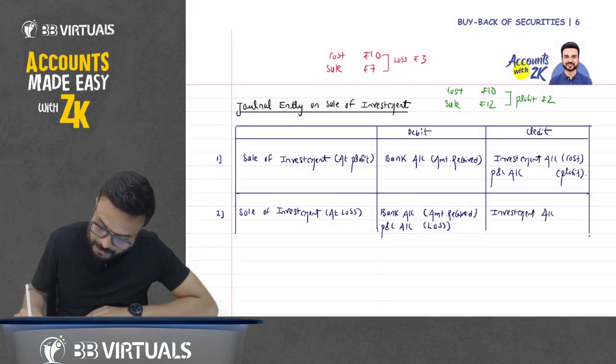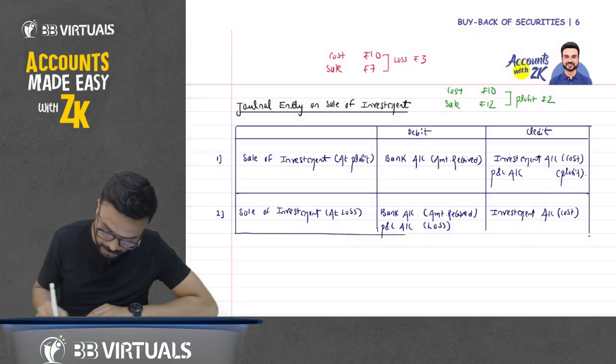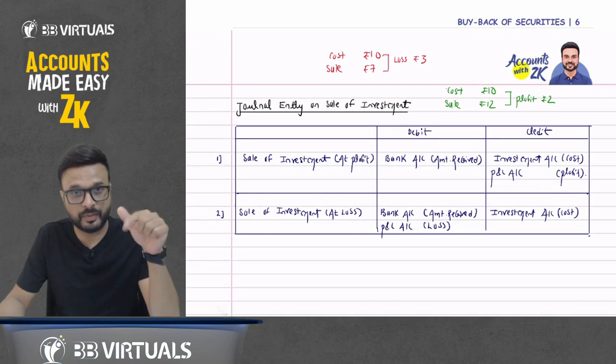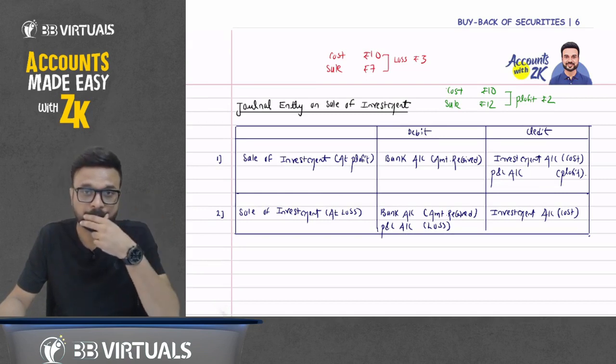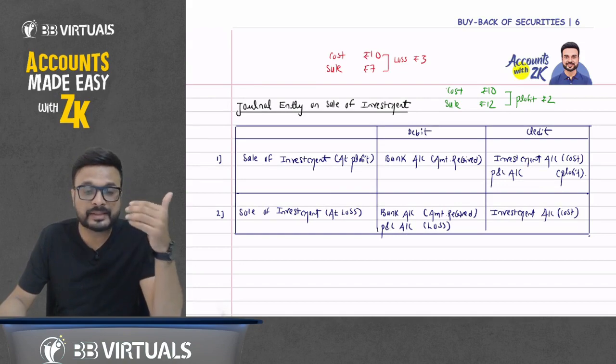So which account should be debited here? Bank account, with the amount received. Which account should be debited? The P&L account, with the amount of loss, and to investment account. All of you understand this? Okay. So this is about sale of investment.